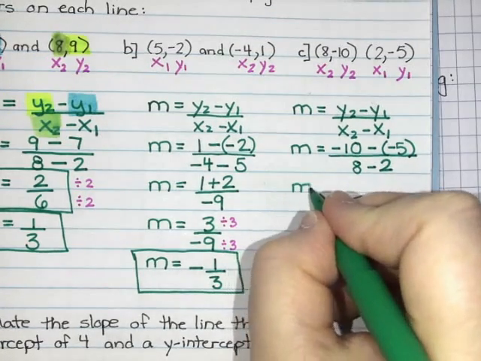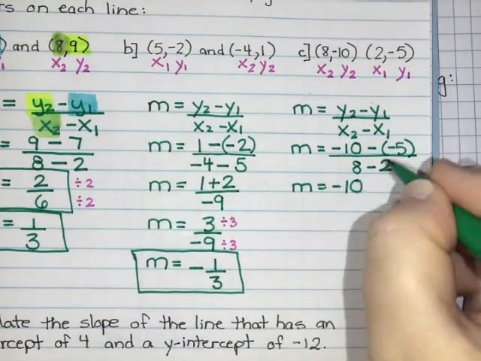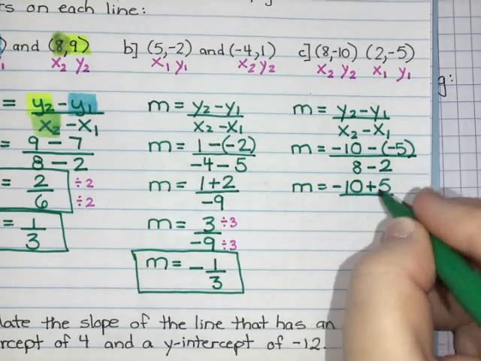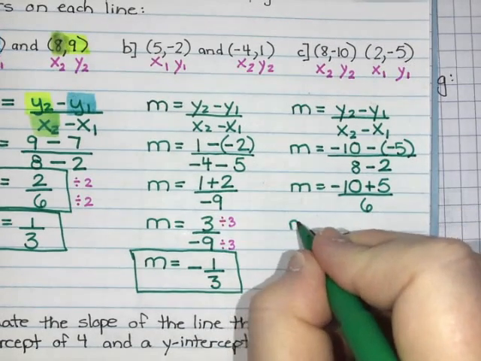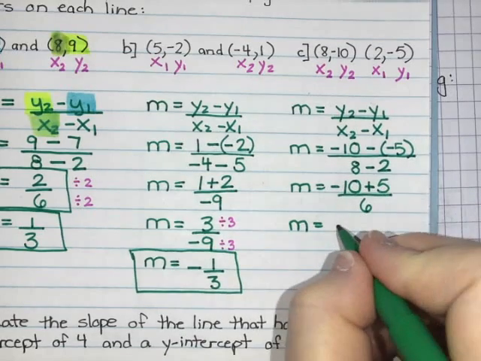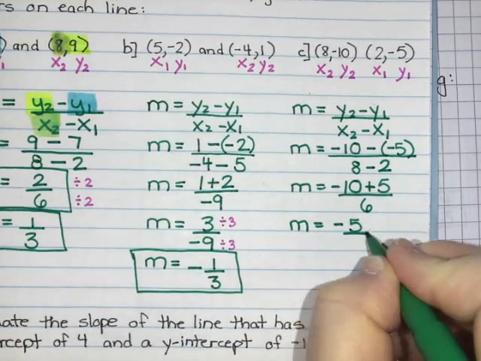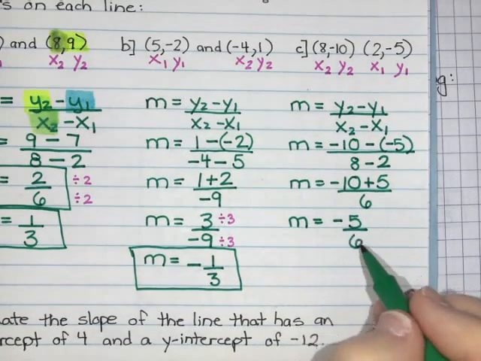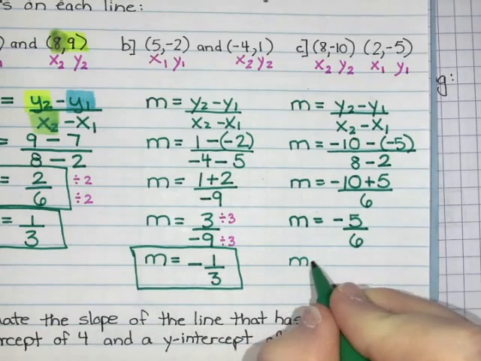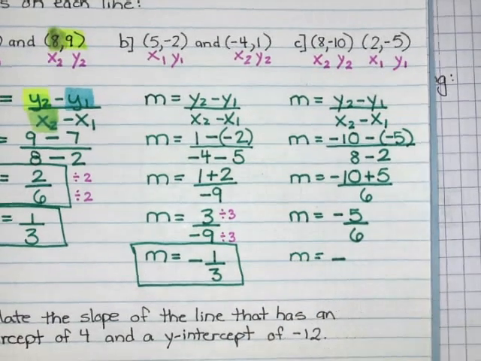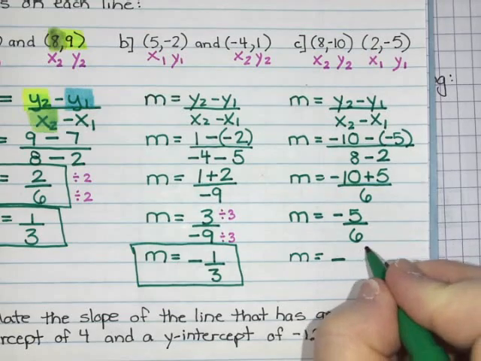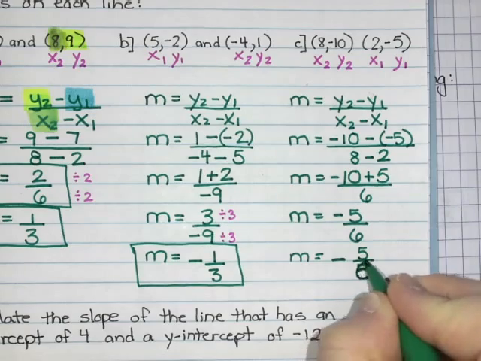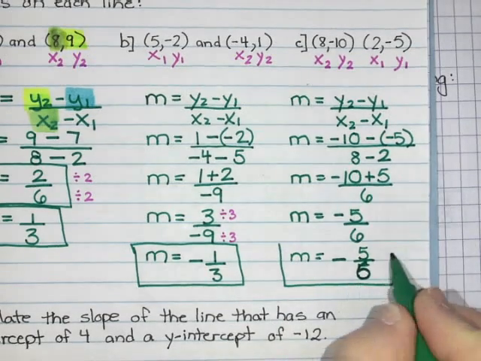Okay, so -10 minus minus, that makes a +5. And then 8 minus 2 is 6. -10 plus 5 is -5. And then divided by 6. So a negative divided by a positive is overall a negative. So I'm going to write the negative in front. And then 5 and 6 don't have anything in common. So it's just going to be negative 5/6.